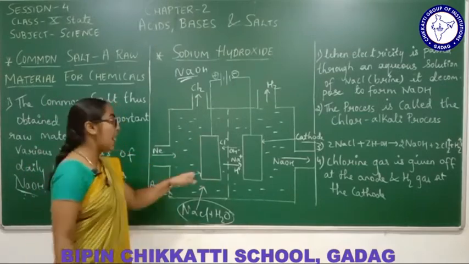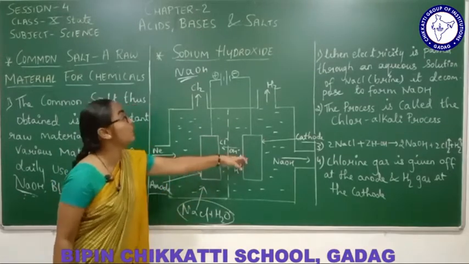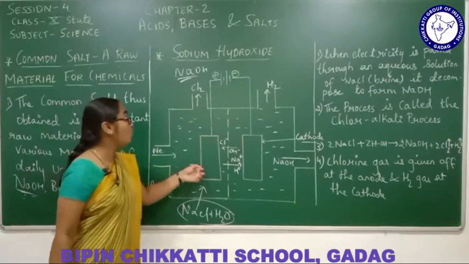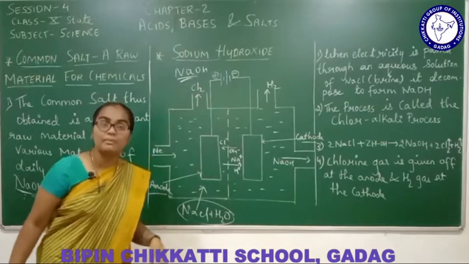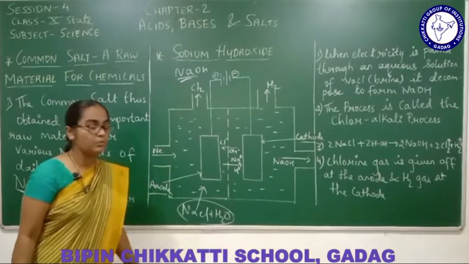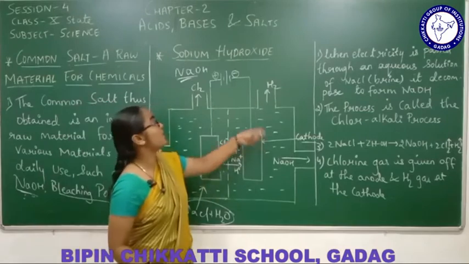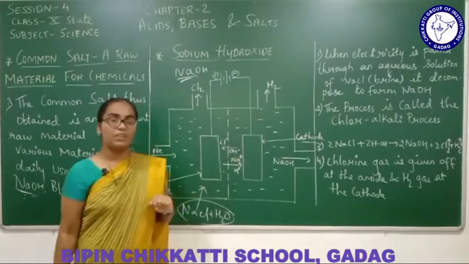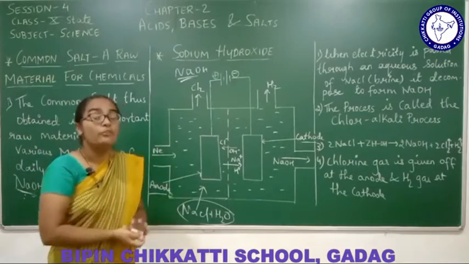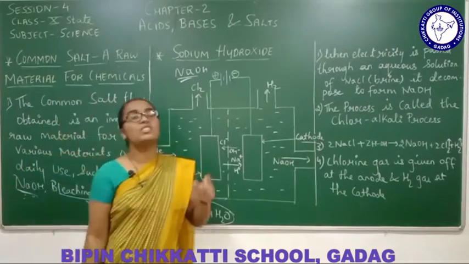Now this anode and cathode are the electrodes, and they have to be connected to an external battery. Anode is connected to the positive terminal of the battery, whereas cathode is connected to the negative terminal of the battery. Okay, this is the apparatus, the setup used for recovery of NaOH from the brine solution. Now let's understand how it works.